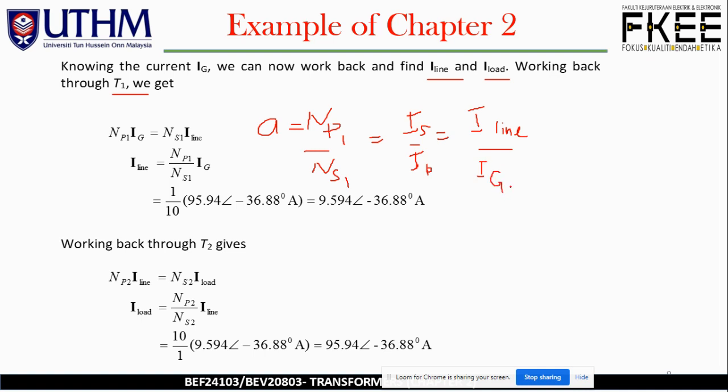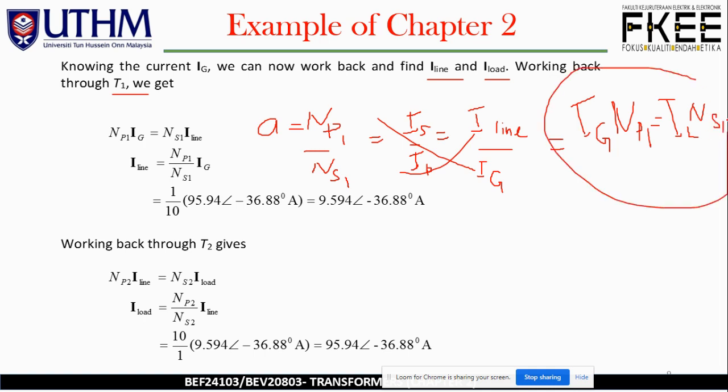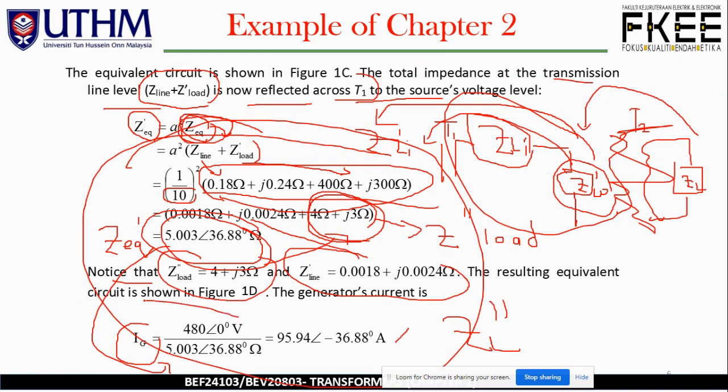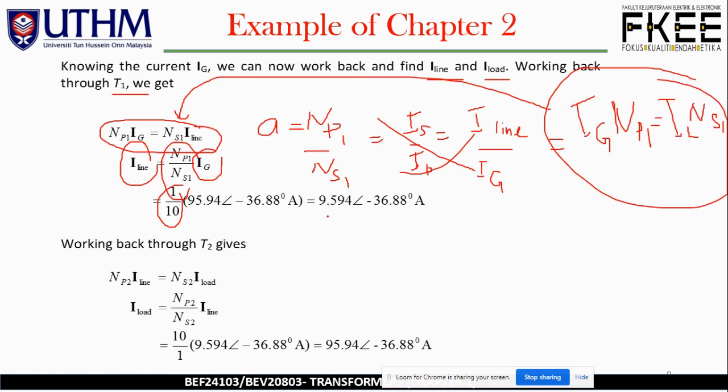Okay, and then you just need to rearrange. So we have cross multiplication, for example, giving us that I_G N_P1 equal to I line N_S1. So this goes here. Rearrange in terms of I line. So we have the turn ratio actually 1 over 10. So we have I_G, which we just calculated here. And giving I line equal to 9.594, and so on.